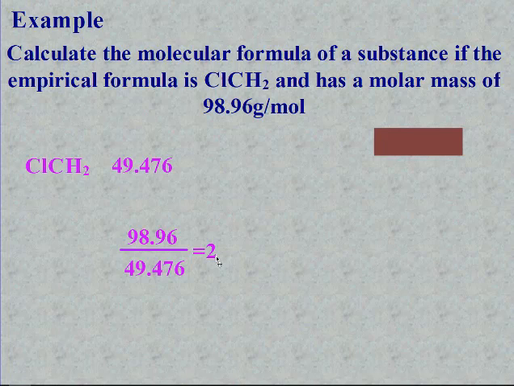That tells me that the molecular formula is twice as heavy as the empirical, so the molecular formula must be twice the empirical. Therefore, I get Cl2C2H4. Notice I just multiply all the subscripts by 2 because that was my multiple.